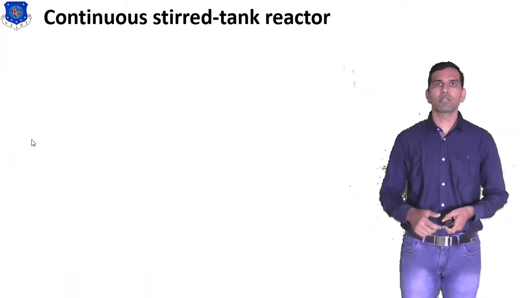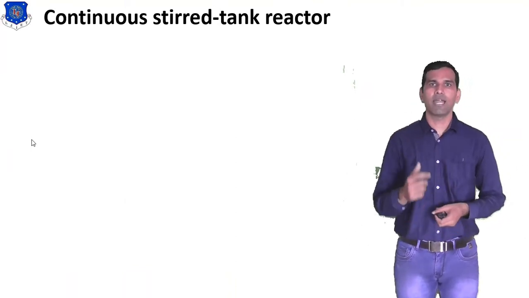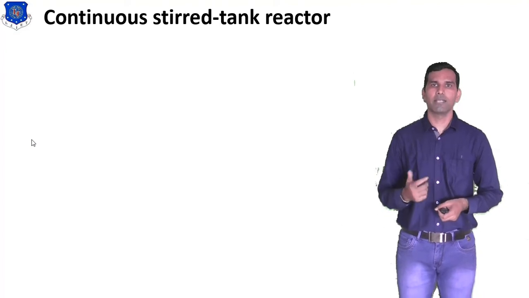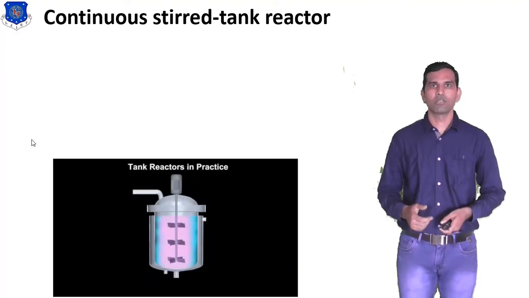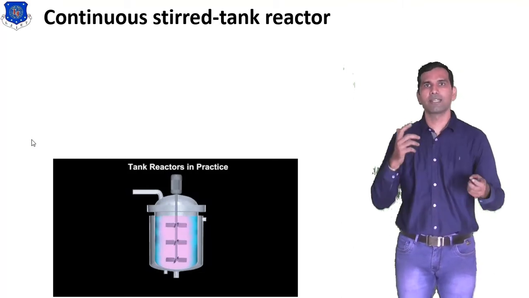Now we discuss the third type of reactor, that is the continuous stirred tank reactor, that means CSTR. This is the figure of the continuous stirred tank reactor.